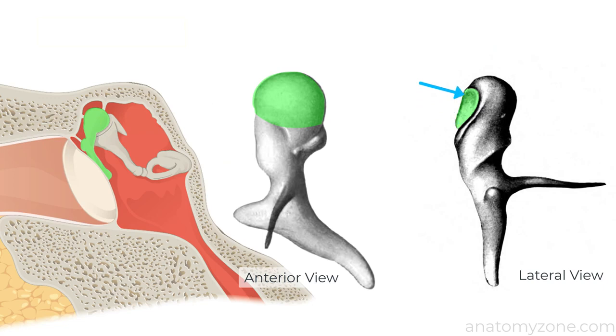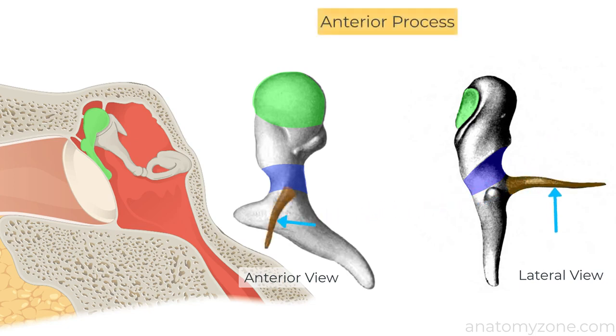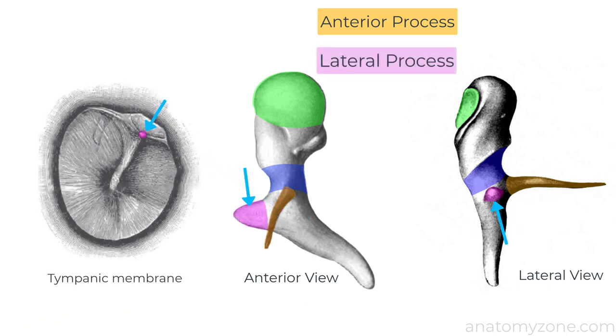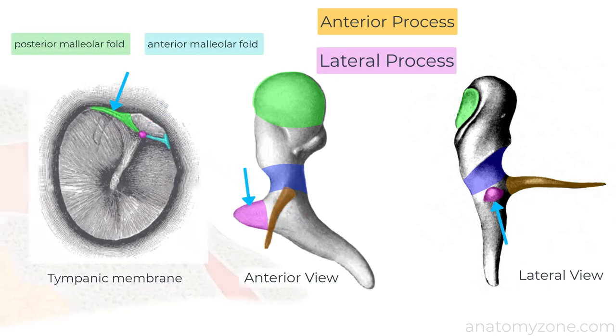lateral view. Just below the head, the malleus narrows to form the neck, which lies against the flaccid part of the tympanic membrane. The chorda tympani crosses the medial aspect of the malleolar neck. Below the neck of the malleus are the anterior and lateral processes of the malleus. The anterior process attaches to the anterior wall of the tympanic cavity, and the lateral process attaches to the anterior and posterior malleolar folds of the tympanic membrane.